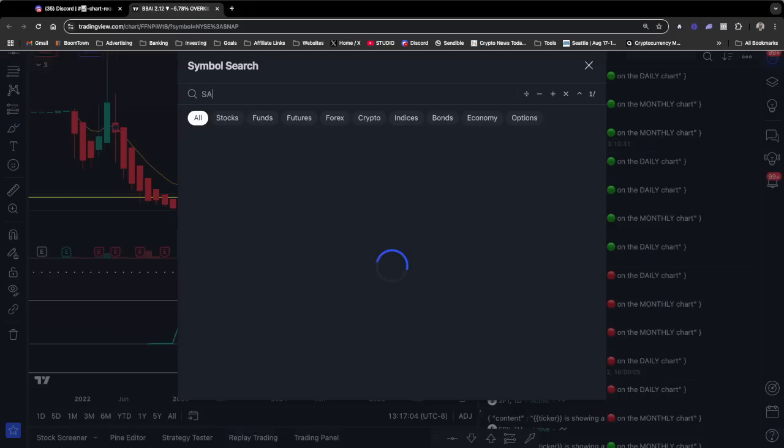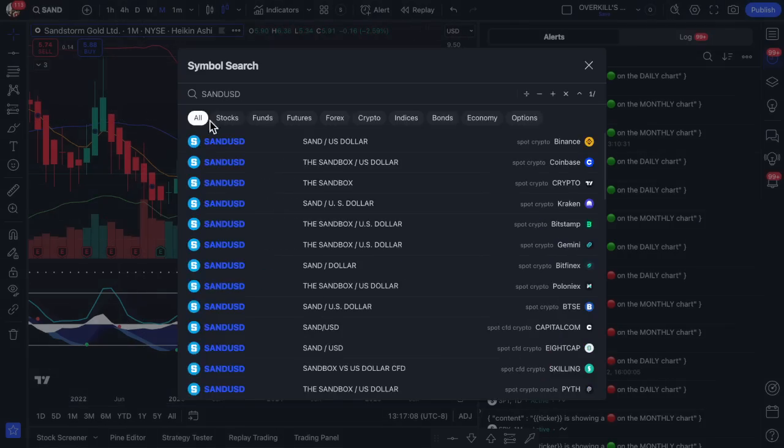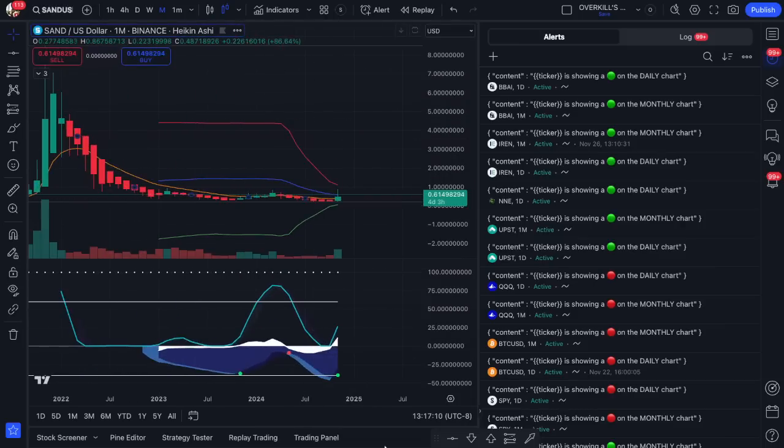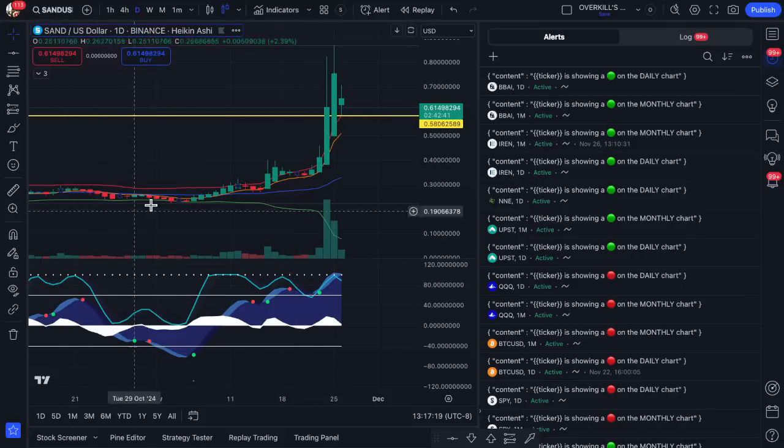We got SAND. I think you're talking about SAND, the crypto. Okay, that one's got the breakout candle and the dot there on the monthly. Wonderful. We're in here on the daily, and this looks a little toppy to me. Okay, put the stop loss at 58 cents, and then buy every green dot that you get. I think you're going to see a red dot on this one come tomorrow.